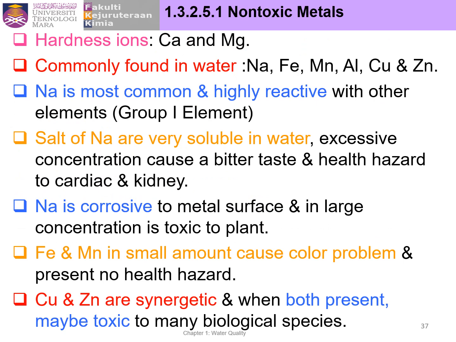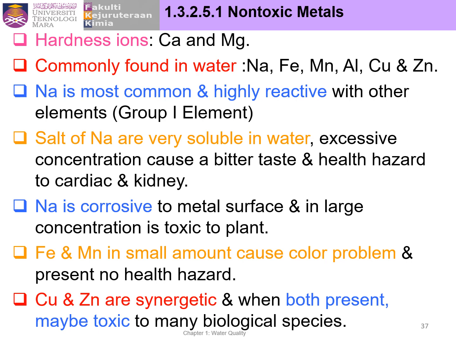Okay, non-toxic metals. Okay, for example, hardness ions, calcium and magnesium. What is commonly found in water? We have sodium, iron, manganese, aluminium, copper and also zinc. And Na or sodium is the most common and highly reactive because it comes from group 1 element, okay, from your periodic table. And then the salts of sodium are very soluble in water. Okay, and then these are all the non-toxic.